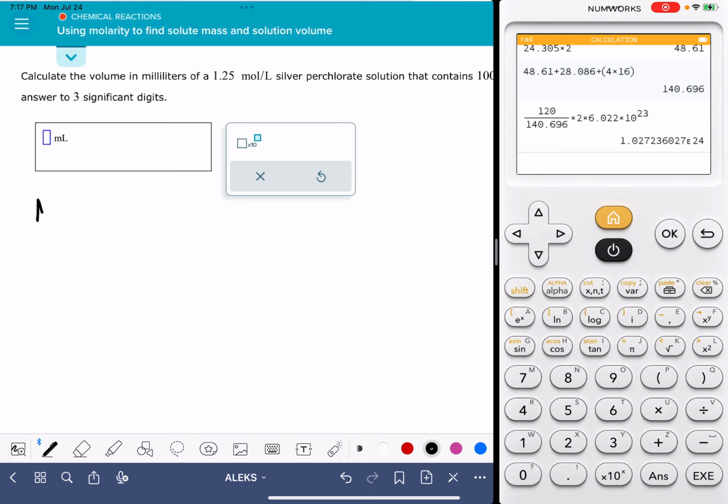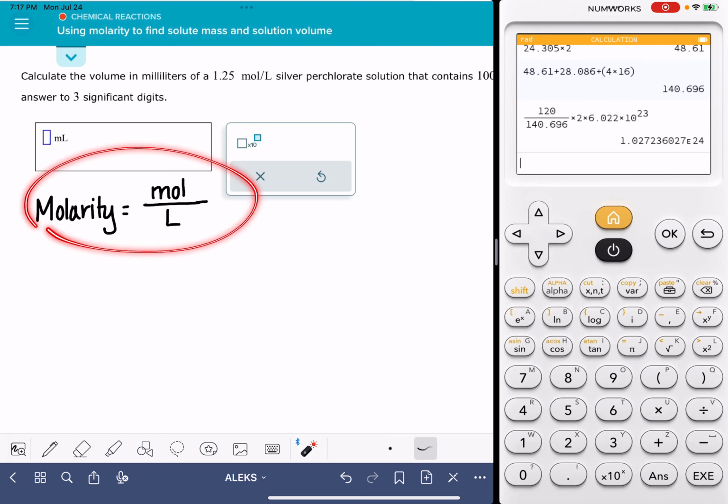Let's just start by writing out the equation that we're going to use to solve this particular problem. The molarity of a solution is calculated by taking the moles of a solute and dividing it by the volume of the solution in liters. Actually, instead of writing volume, I'm just going to write L for liter. It's really important that you use that unit.